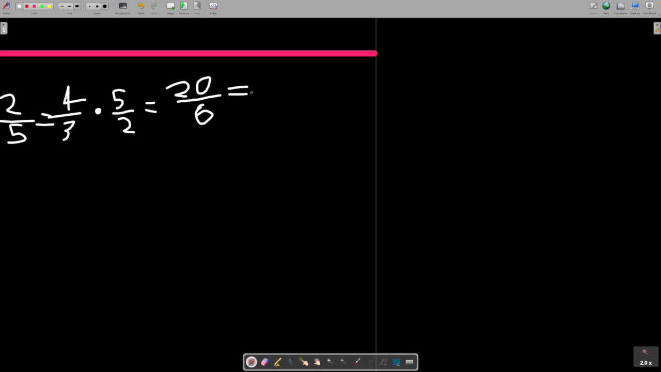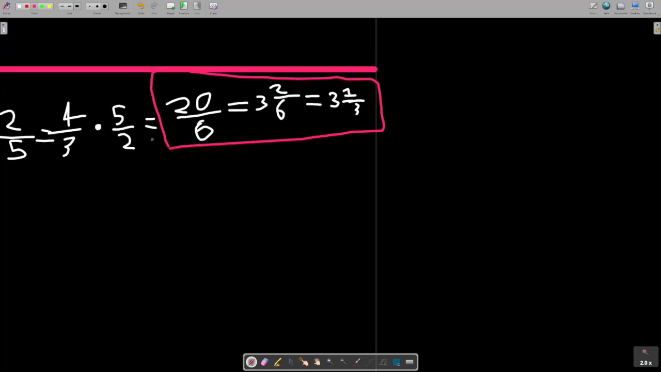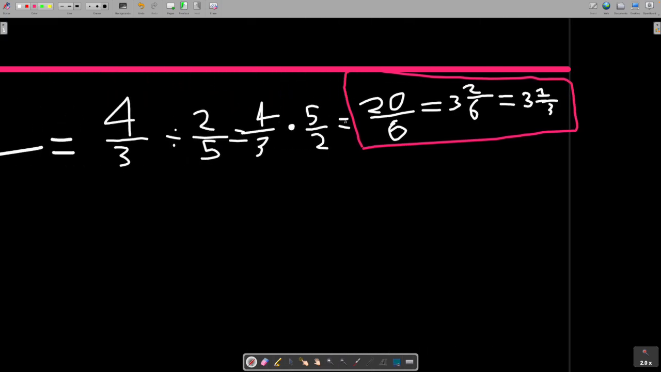20 over 6, which is equal to 3 and 2 over 6. And you can also simplify this even further. 2 over 6 is equal to 1 over 3. So we have 3 and 1 over 3. So 20 over 6, or 3 and 2 over 6, or 3 and 1 over 3. And I guess 10 over 3 also works. That's another answer. So there's 4 answers. So that's it for the division and multiplication.